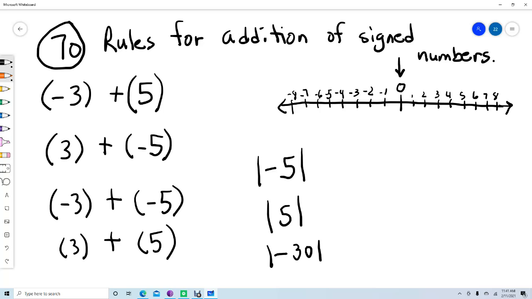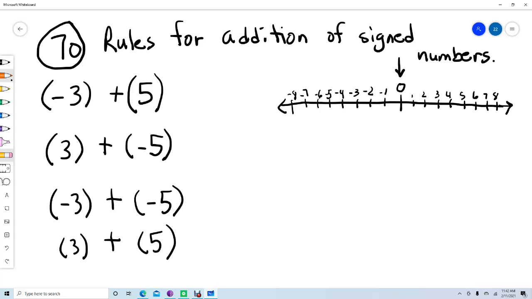The absolute value function is indicated by two straight lines around a number. The absolute value of -5 is 5. Absolute value of 5 is 5. The absolute value of -30 is 30. Hopefully you get the idea. Negative or positive, the absolute value of any number is the positive value of that number. Okay. So now that I've reviewed that, they want to go over some rules for addition of signed numbers to avoid any confusion.